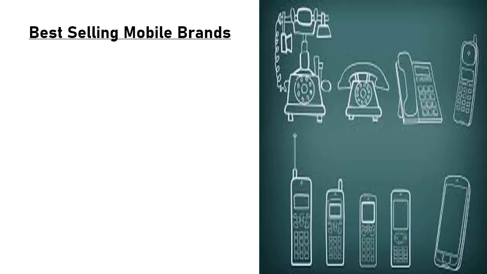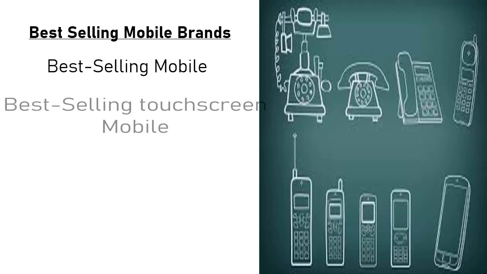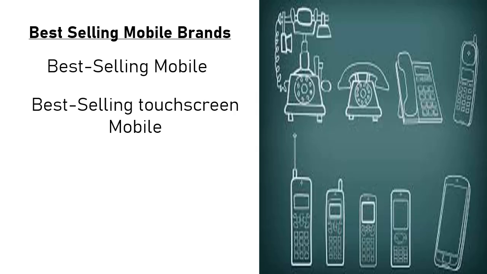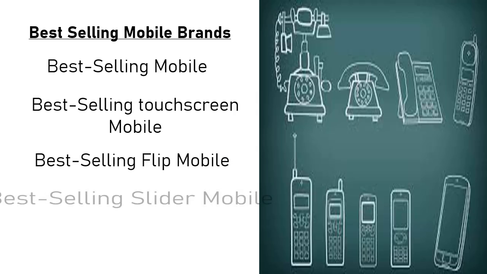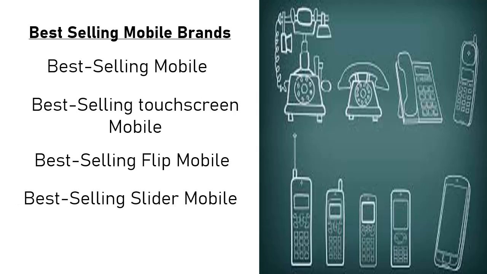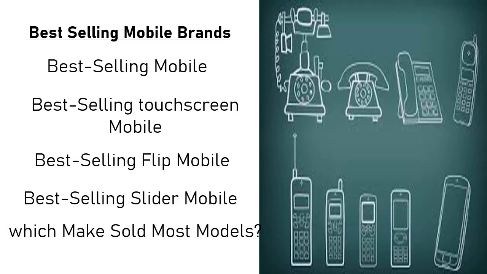Today our topic is the list of best selling mobile brands. This dataset we collected from Wikipedia by using the web scraping concept with the Python programming language. In this concept we have 5 topics. The first one is the best selling mobile devices. Then the second one is best selling touchscreen phones. And the third one is best selling flip phones. Then the fourth one is best selling slider phones. And the final one is which make sold the most models.